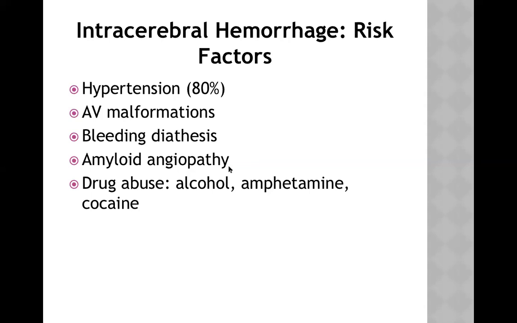Amyloid angiopathy. Amyloid angiopathy is the deposition of abnormal substance known as amyloid, which will make that blood vessel weaker at that particular area, and it may bleed. Some drug abuse, like alcohol, amphetamine, or cocaine. Amphetamine and cocaine are sympathomimetic drugs. They can elevate the blood pressure, and with the hypertension, there may be a chance of hemorrhagic stroke.